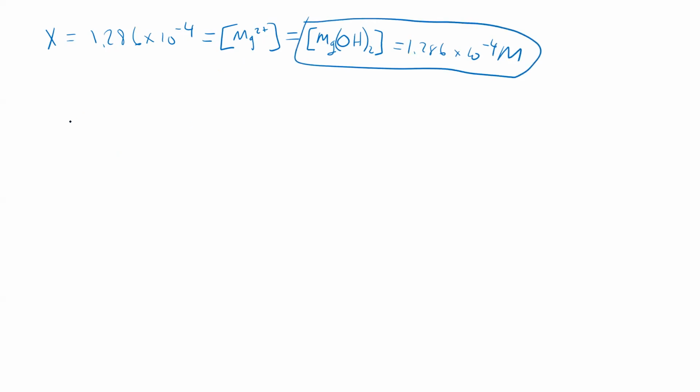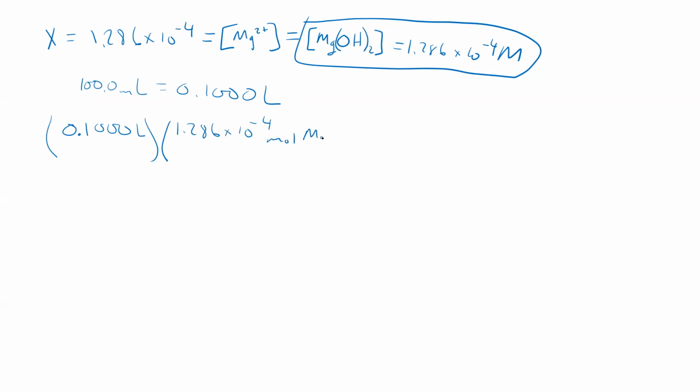If you're calculating the solubility, we have to convert that to grams per 100 milliliters. So here, 0.1000 liters times 1.286 times 10 to the minus 4 moles of magnesium hydroxide per liter gives you 1.286 times 10 to the minus 5 moles.